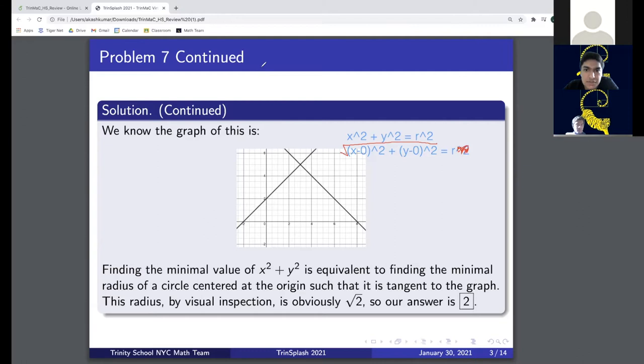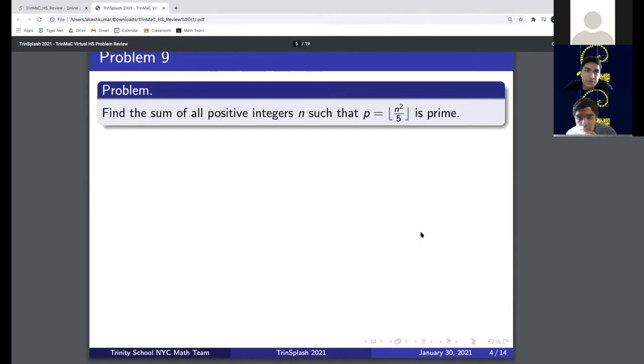So all of this is to say that you can interpret x squared plus y squared by drawing the circle. Basically you want to draw the circle of minimum radius so that it's just barely touching this graph, but not intersecting at multiple points. That's why it's the minimal value. Then with some 45-45-90 triangles, you can figure out that this radius is root 2. Remembering that x squared plus y squared is not the radius but the radius squared, if this is root 2, then this will be root 2 squared, which is 2. But let's move on to this problem.